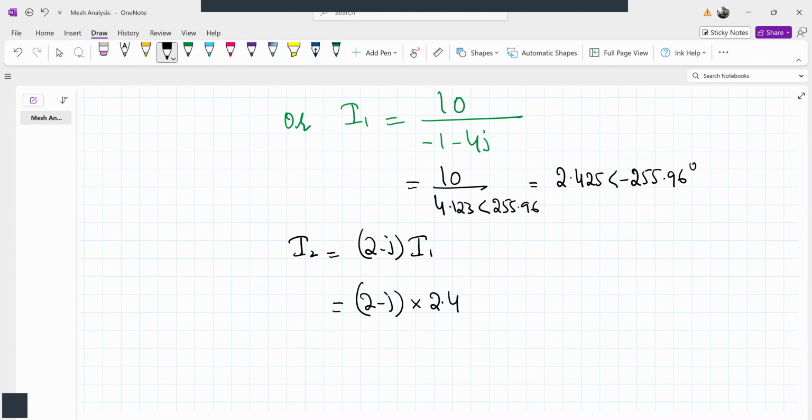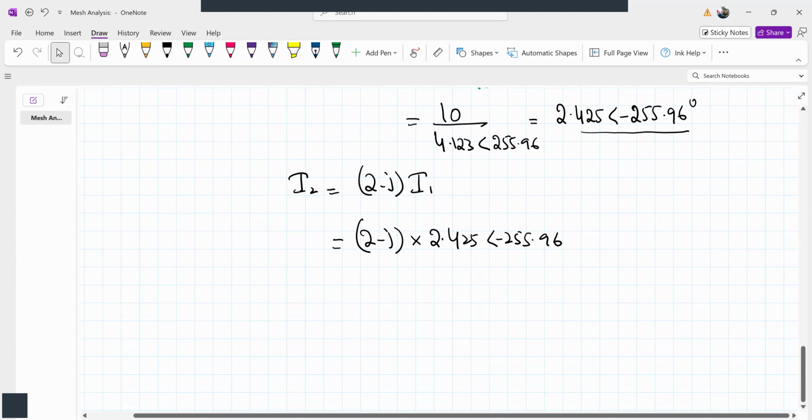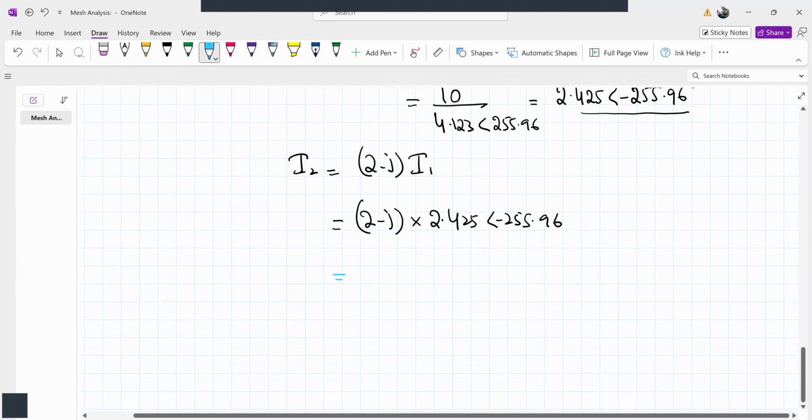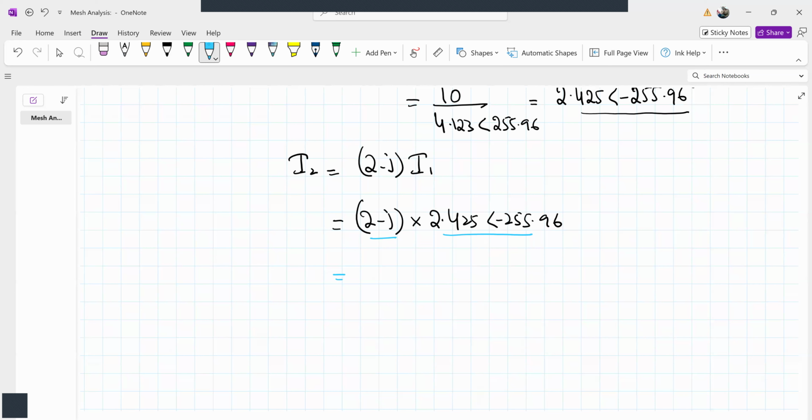We'll write this in polar form. I think there is something wrong with this value here. Please check the calculations one more time, verify this. Now this is in rectangular form, this is in polar form. Let's convert both into polar form.